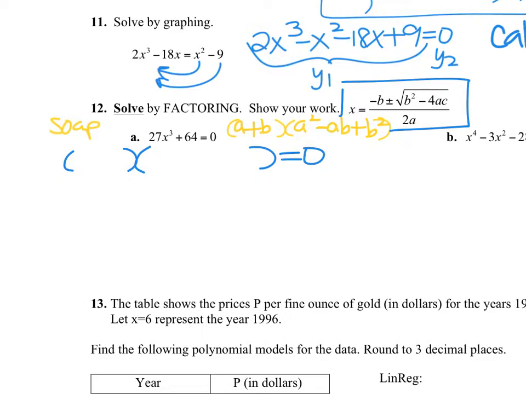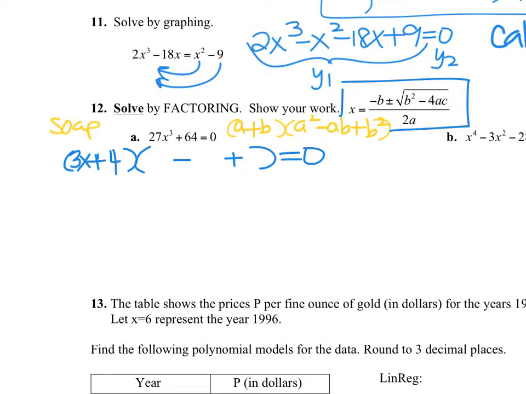So what we're going to do is we're going to use SOAP. Always use SOAP. We're going to go same, opposite, always positive. And then you're going to take the cube roots. Okay? So what's the cube root of 27x cubed? 3x. And what's the cube root of 64? 4. And these numbers show up a lot. We've been doing them. There's 8, there's 27, 64, 125. If you need to take the cube root on your calculator, there's a button for that.